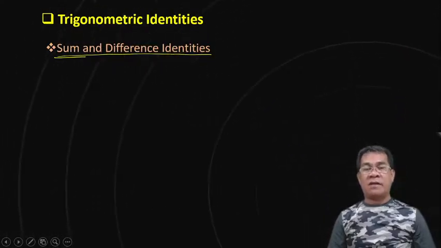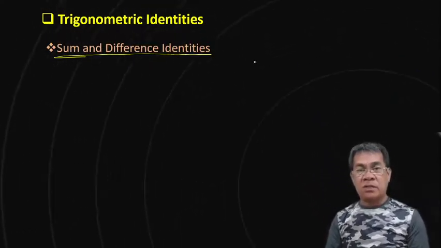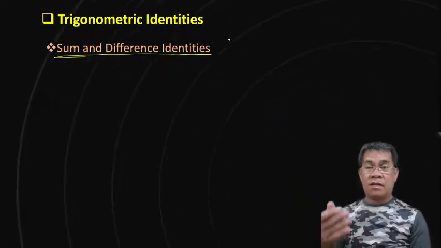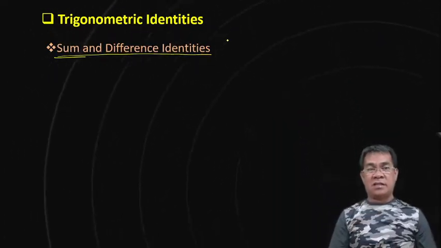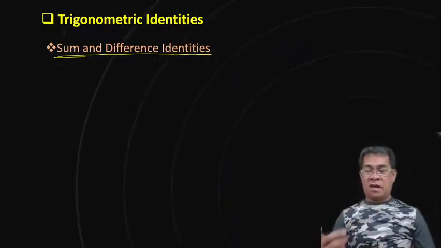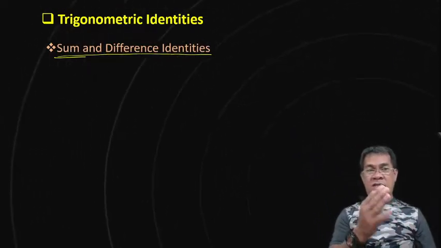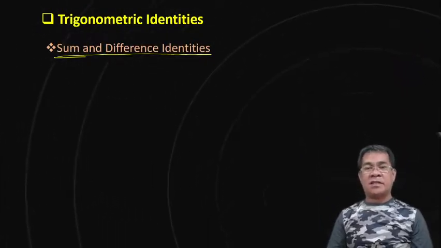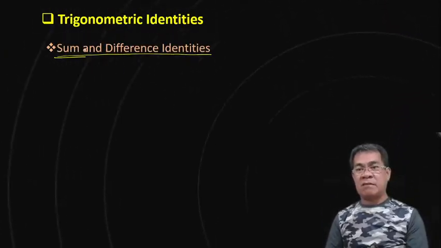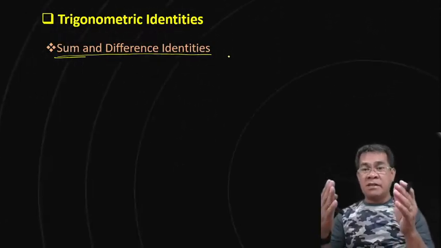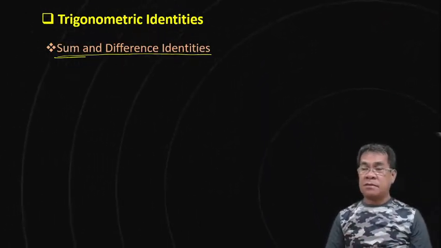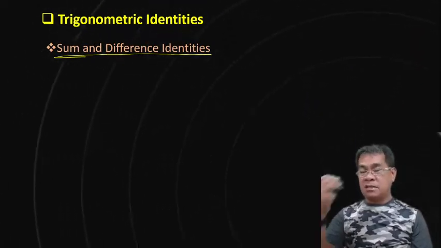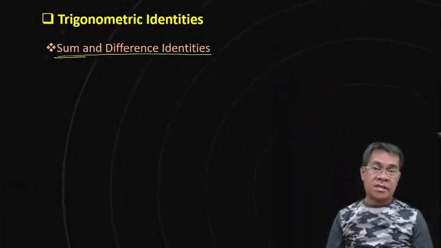So we will derive them again. We need to know the sum and difference identities because from these we can generate other identities like the double angle identities and half angle identities. Those identities come from the sum and difference identities, which means that we badly need them. But the sum and difference identities can be derived from basic mathematics plus the principle of the Pythagorean identity.